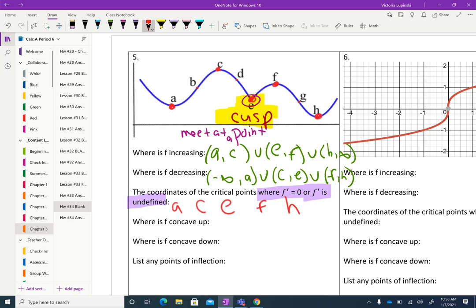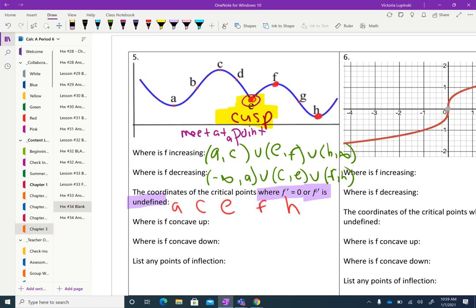No, so the place where the first derivative is equal to 0, those are the relative maxes and mins. Then you also have to consider where the first derivative is undefined, and that's where the cusp is. Well, you have to consider both, right?